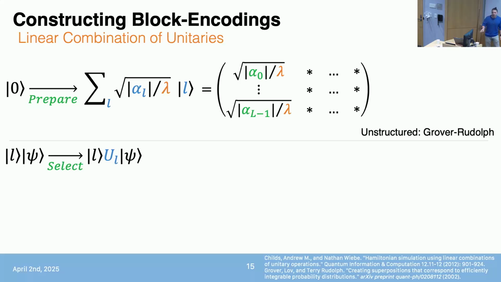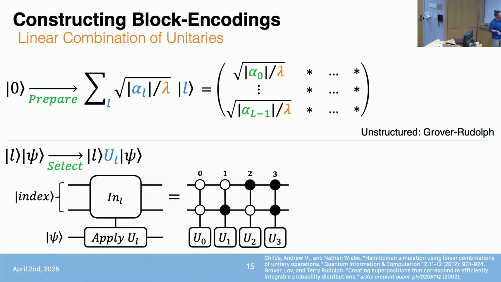Now select is going to work in tandem with prepare. If I supply my ancillae register in a computational basis state L and my system, and I apply select, it's going to apply the Lth unitary onto my system. So you can imagine that if I pass in a superposition, it's going to apply a superposition of those unitaries onto my state. And since they're weighted based on the coefficients, I'm going to get some weighted linear combination of these.